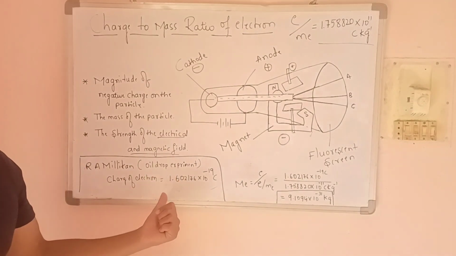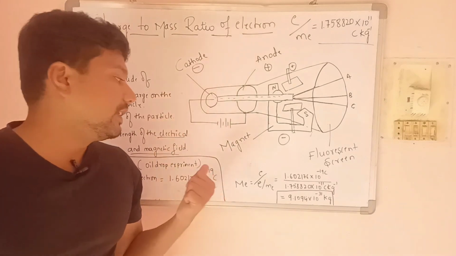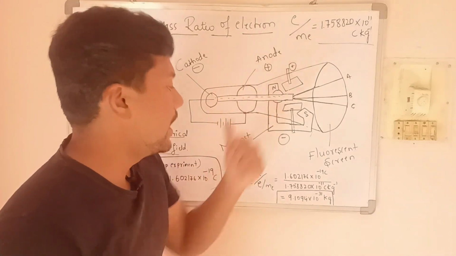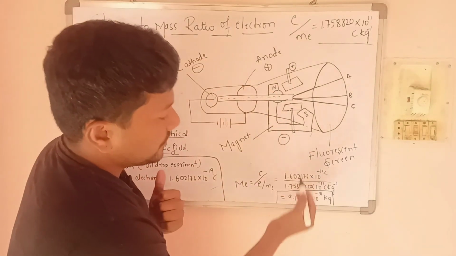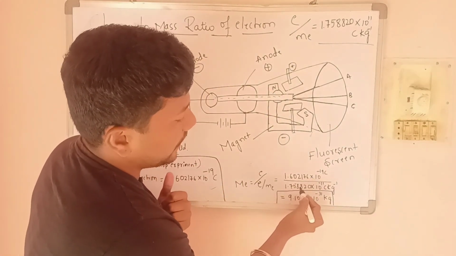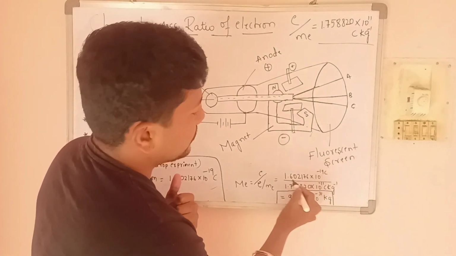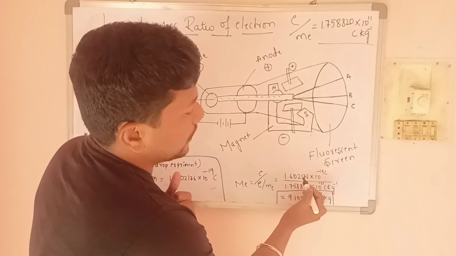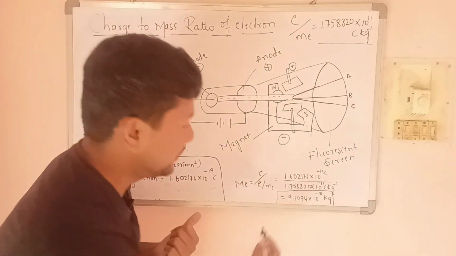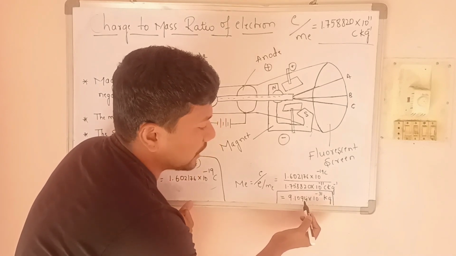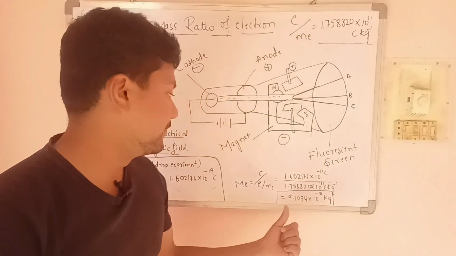So we have the charge of the electron and the charge to mass ratio of the electron, and then we can find the mass of the electron by dividing the charge of the electron by the charge to mass ratio. The charge to mass ratio is 1.75882 × 10^11 coulombs per kg, and the charge of the electron is 1.60217 × 10^-19 coulomb. By dividing, we get the mass of the electron, which is 9.1094 × 10^-31 kg. This is the mass of the electron.